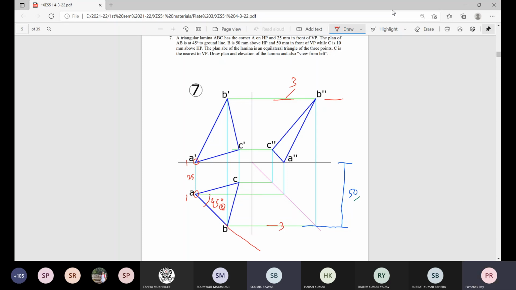Then get this level intersected on this 45-degree line. Then naturally this will be the location B, because this is the plane AB line. This is the distance of plane B from the ground line, that is 50. Once it is determined, then we come here. So it is level 50 millimeter. Then this is the determination of point B. Then this is the fifth step.